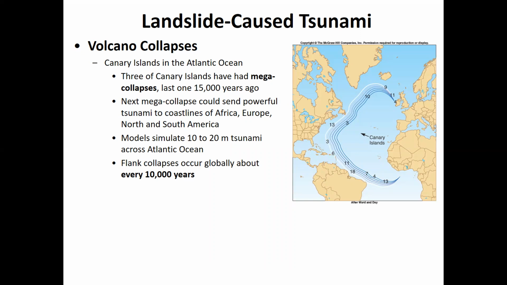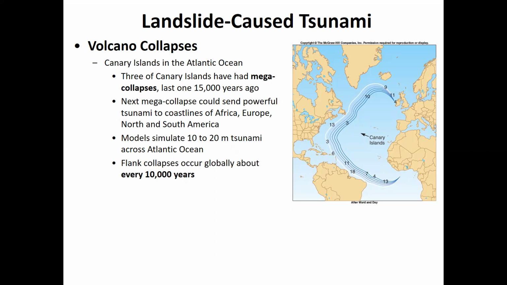The Canary Islands have had mega collapses. The last one was 15,000 years ago, that triggered a tsunami that hit the coast of North America and South America, Europe and Asia as well. The next mega collapse could send a powerful tsunami to the coastlines of those four continents again. And models simulate a 10 to 20 meter tsunami traveling across the Atlantic.